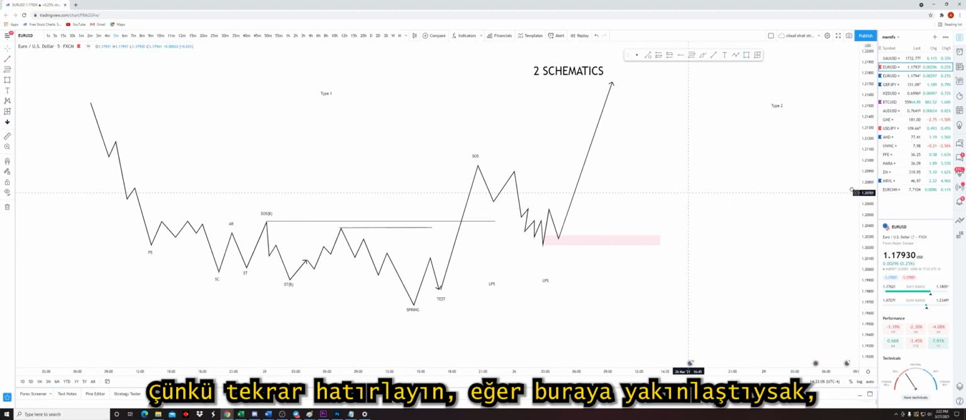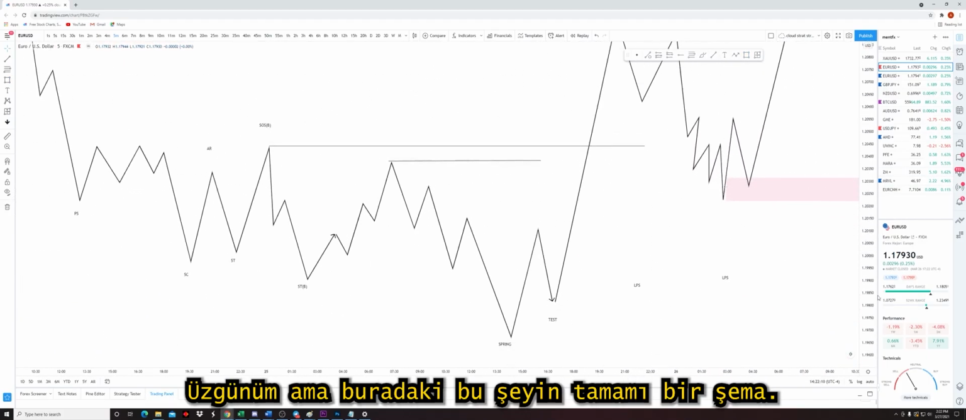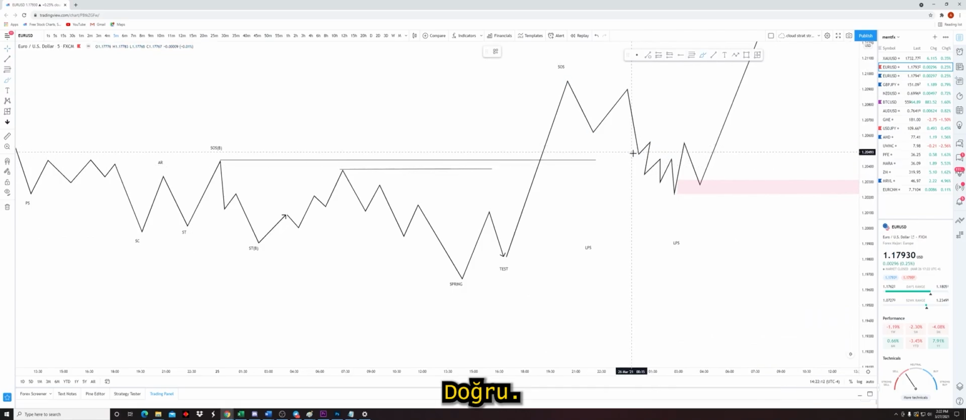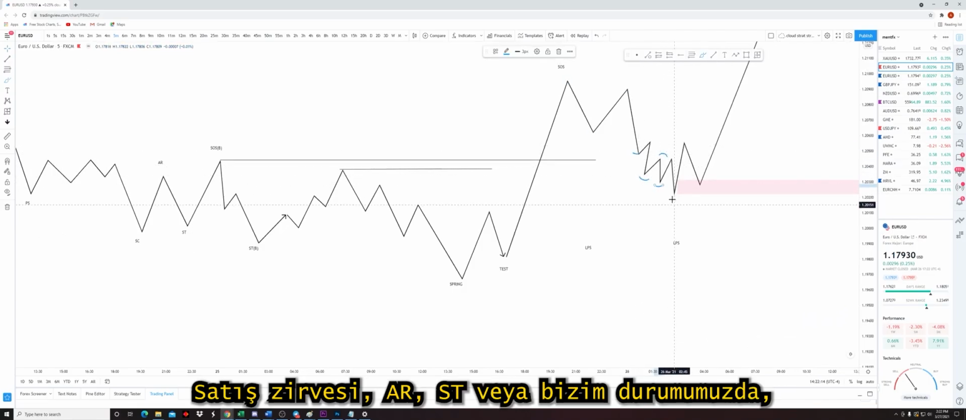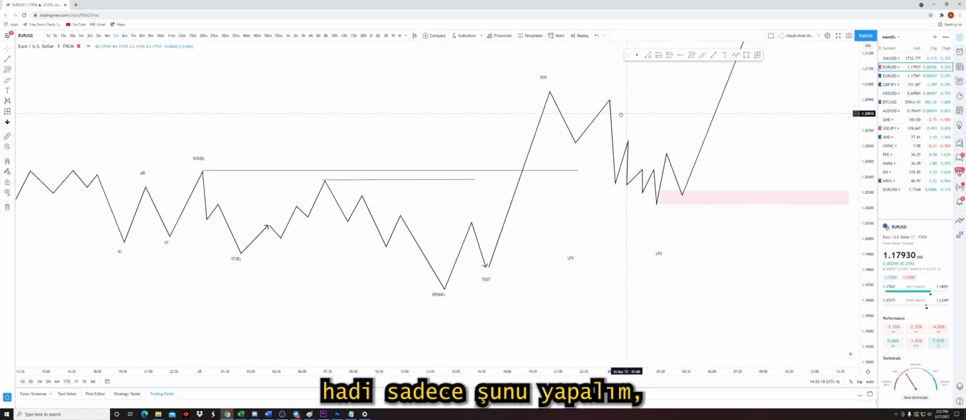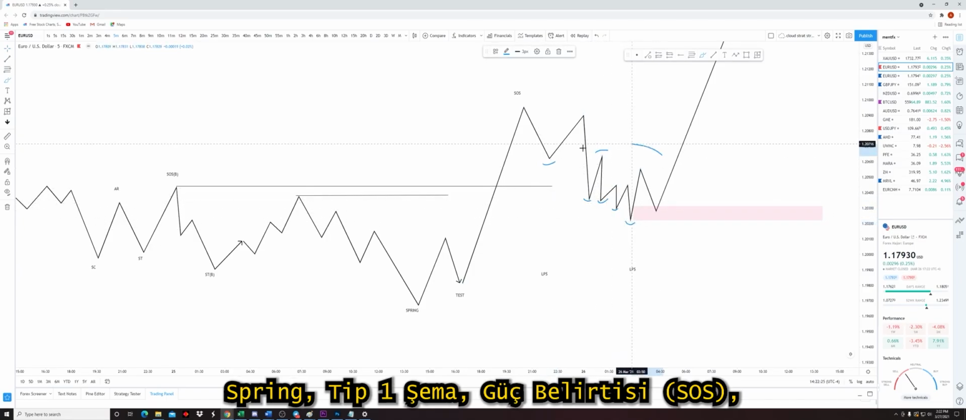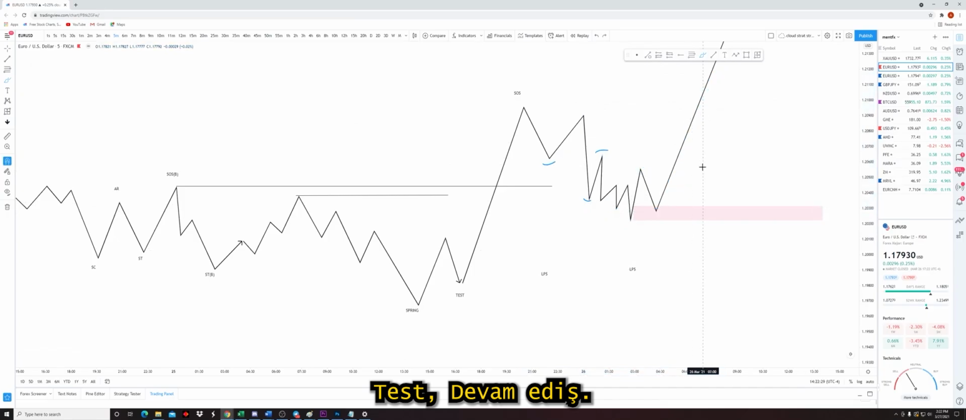Because again, remember, if we zoomed in on this right here, this whole, oh yeah, it's really ugly, sorry. But this whole thing right here is a schematic, right? PS, selling climax, AR, ST, STB, or in our case, let's just do this to make it more understandable. Here we go. PS, selling climax, AR, ST, STB, spring, type 1 schematic, sign of strength, test, continuations, okay? That's what a markup can look like after.